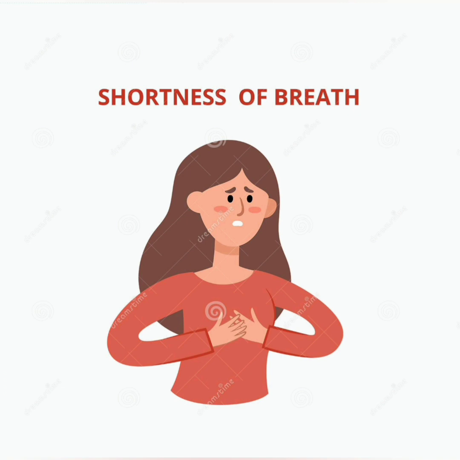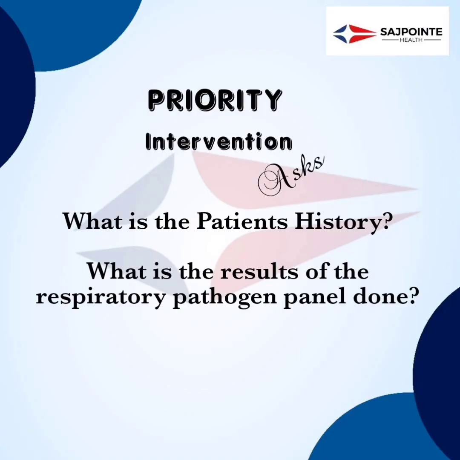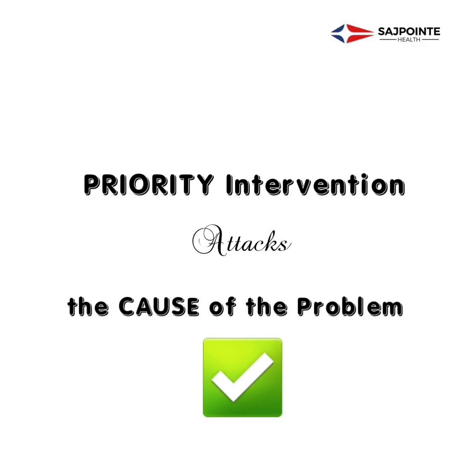The patient is short of breath. Priority intervention is going to step forward and ask questions like, oh, okay, what's the respiratory history of this patient? Is this patient a COPD patient? Is this patient asthmatic? Can we do a respiratory panel? What's causing this patient to be short of breath? It's attacking the cause of the problem.